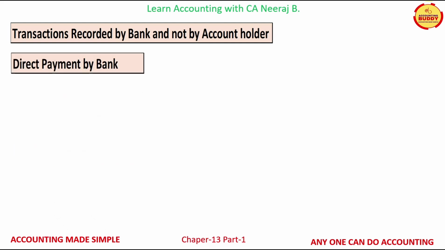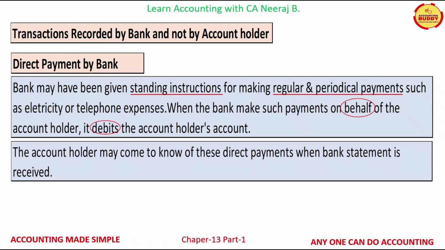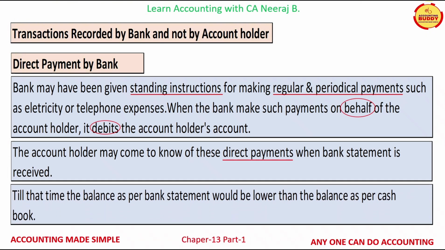Direct payments by the bank are also transactions which create a difference between the cash book and the bank statement balance because of timing differences. The bank may have been given standing instructions for making regular and periodical payments such as electricity or telephone expenses. When the bank makes such payments on behalf of the account holder, it debits the account holder's account. The account holder may come to know of these direct payments only when the bank statement is received. Till that time, the balance as per bank statement would be lower than the balance as per cash book.